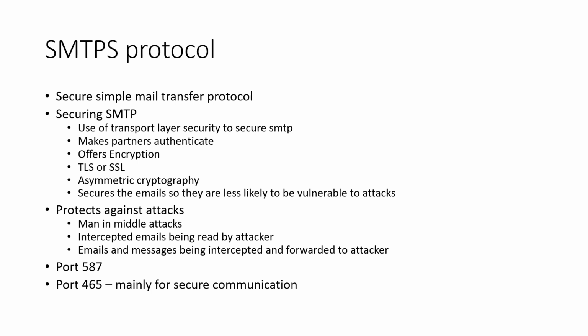Securing SMTP: use of transport layer security, or TLS, to secure SMTP. So we use TLS to secure SMTP. This requires partners who are trying to mail each other to authenticate themselves. Securing SMTP offers encryption. You need to make sure to use TLS or SSL in order to secure the data in the mail server, the data being transferred.